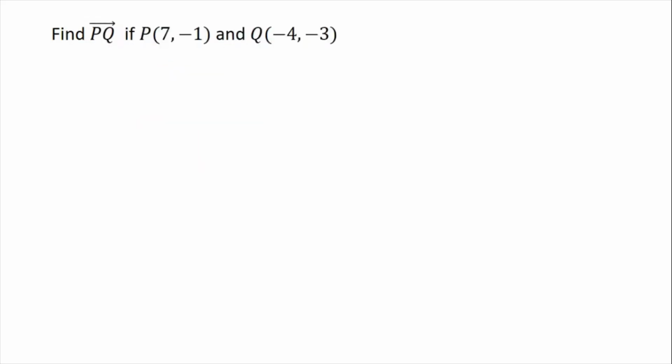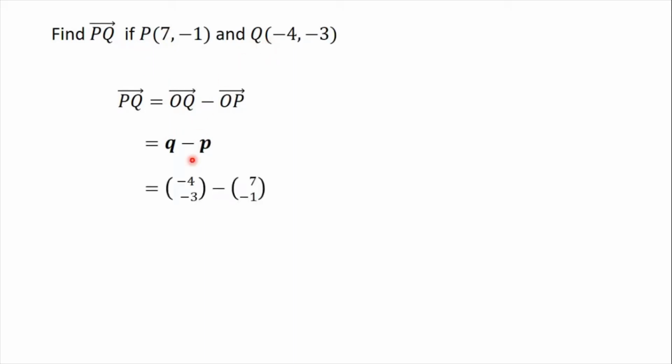Find vector PQ, if point P has the coordinates 7, -1, and point Q has the coordinates -4, -3. We know from the previous video that vector PQ is going to be position vector Q minus position vector P. So it's vector OQ minus vector OP, which is the same as position vector Q minus position vector P. We know the coordinates of Q, so the components of position vector Q will be -4, -3, then minus position vector P.